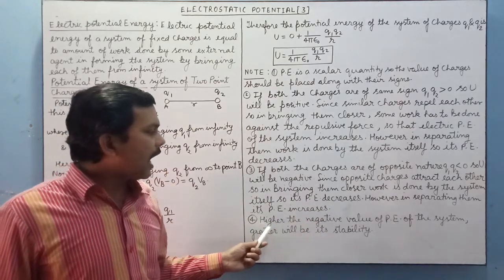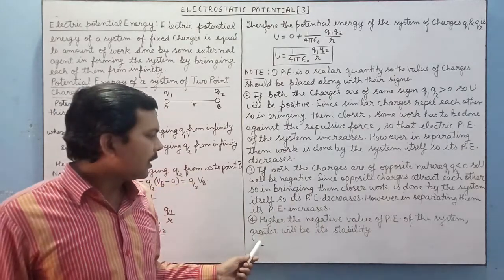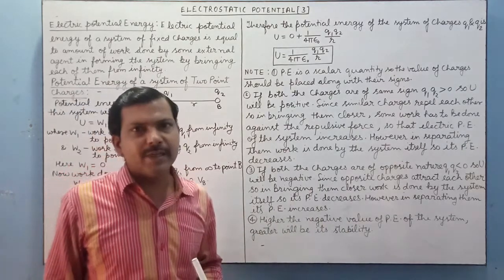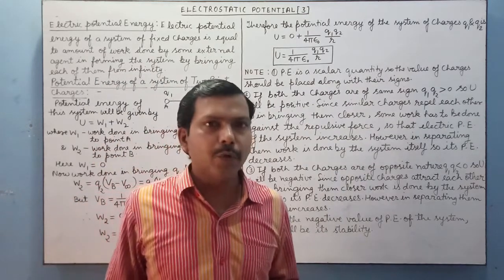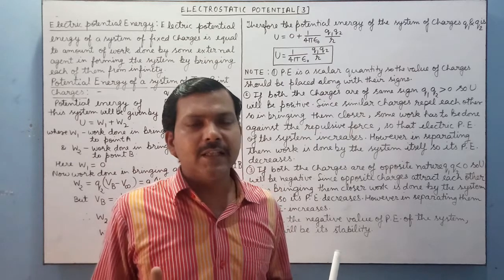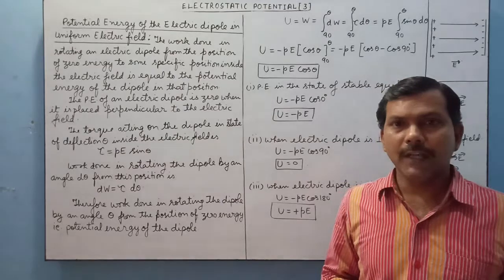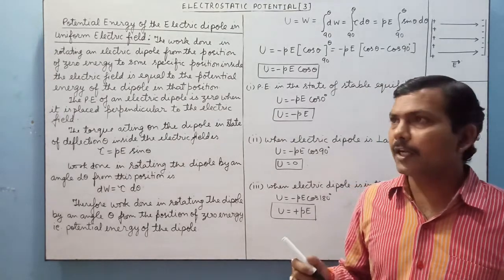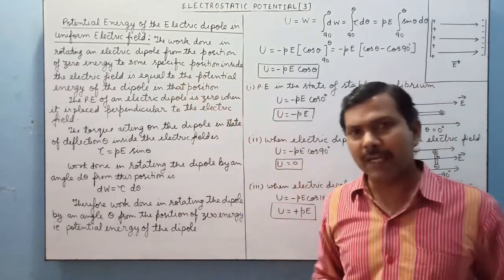The conclusion is that the higher the negative value of potential energy of the system, the greater will be its stability. So one thing is clear: the potential energy of a system of charges decides the stability of the system. Next is the potential energy of the electric dipole in a uniform electric field.